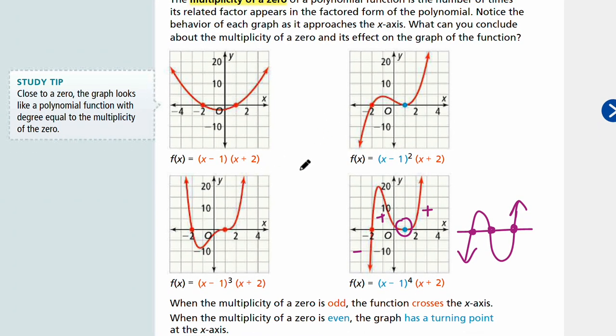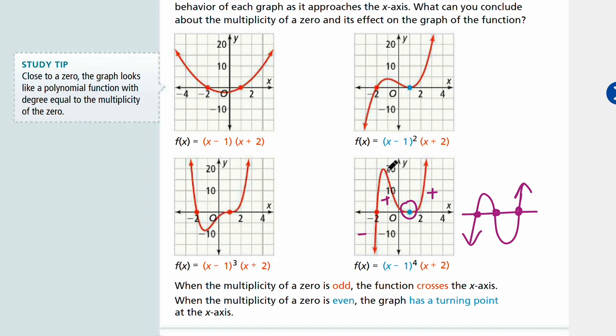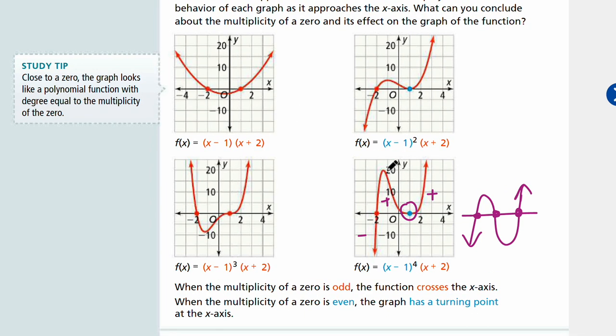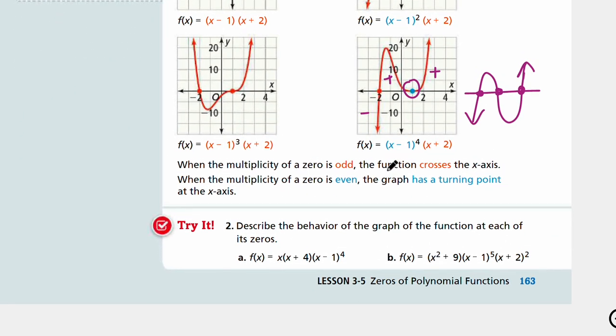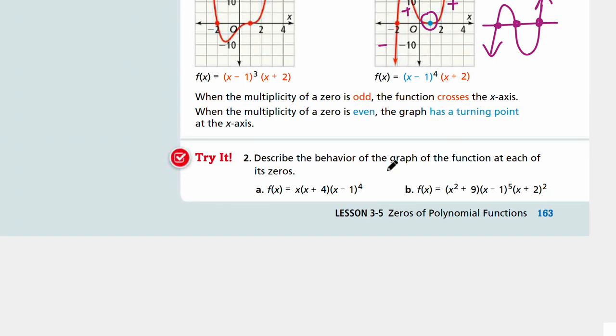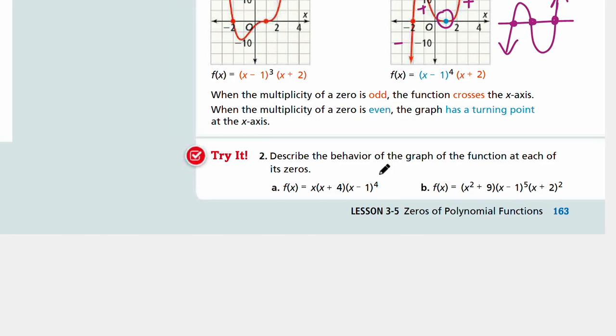So when the multiplicity of a zero is odd, the function crosses the x-axis. But when the multiplicity of a zero is even, just like all these examples, the graph has a turning point at the x-axis. All right, so looking at these examples, let's practice if you can describe the behavior of the graph of the function at each of its zeros. So pause the video, see if you can describe it by yourself. Come back when you're ready to discuss.